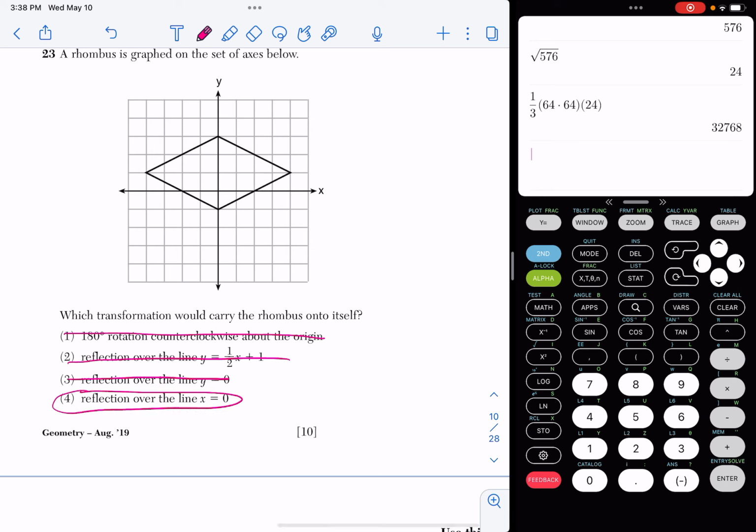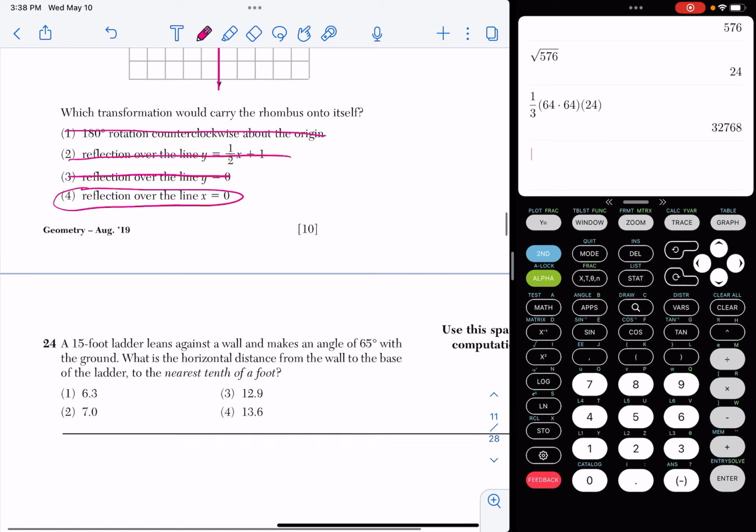But choice 4 is our correct one. x equals 0 is the same as the y-axis. You can see that that's a line of symmetry. And let's say I take this point and want to reflect over that line. It's going to land right over here, which works out. It lands on top of existing vertices.